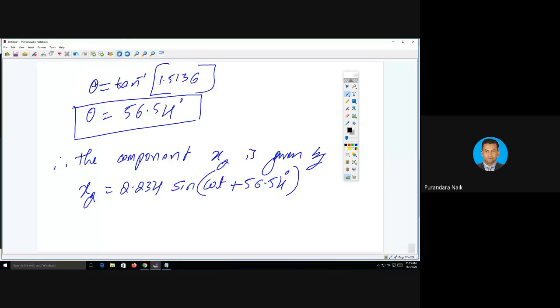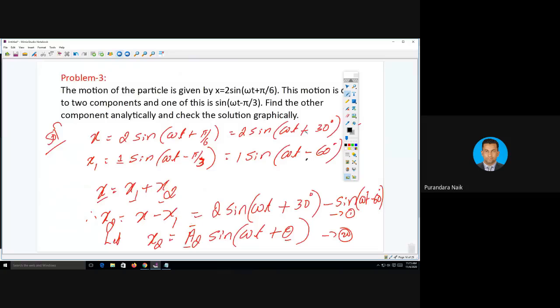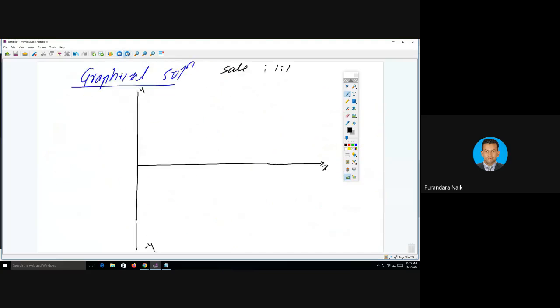Okay, first one, x equation, 30 degree, 2 unit. Take plus 30 degree, right? I'll cut the length of 2 unit here. A is equal to 2 unit and the angle is 30 degree.